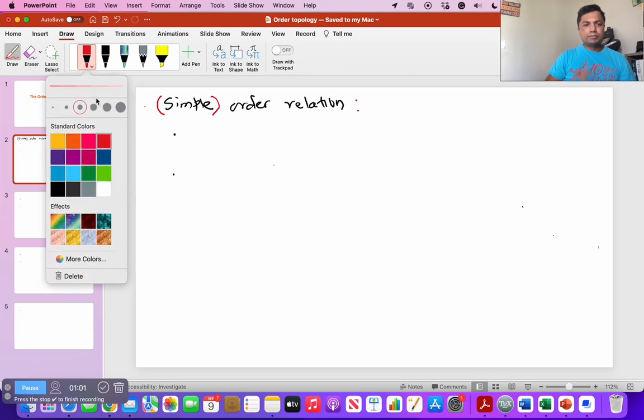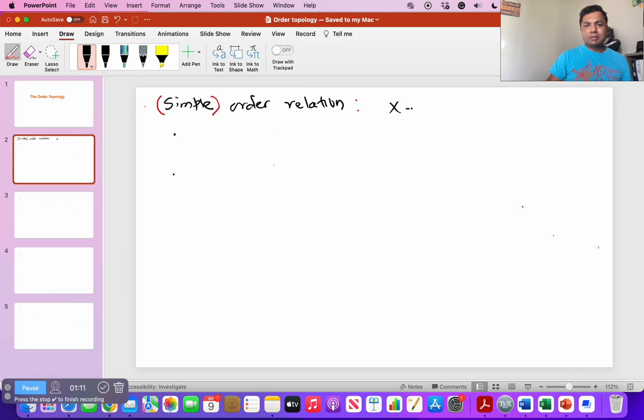Now, what is the order relation on the given set? Let's define the order relation on the given set. Let's say X is a given set. So here is the formal definition. Let me give you the definition and then I'll give you some examples.